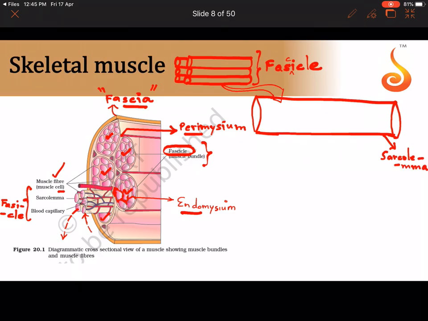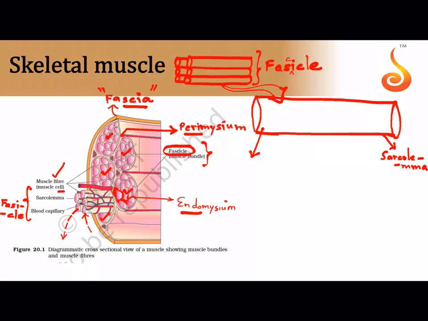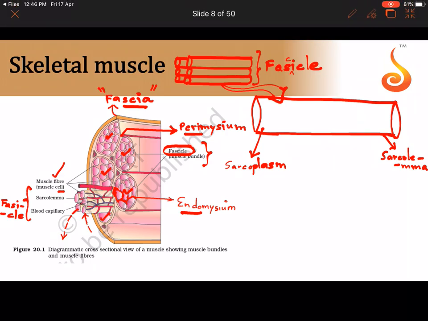Like any cell, the skeletal muscle fiber also has a plasma membrane, and this plasma membrane is referred to as the sarcolemma. Okay, and then inside you have the cytoplasm. What is the cytoplasm of a muscle cell referred to as? The cytoplasm of the muscle cell is referred to as the sarcoplasm. So let us label the cytoplasm as the sarcoplasm.